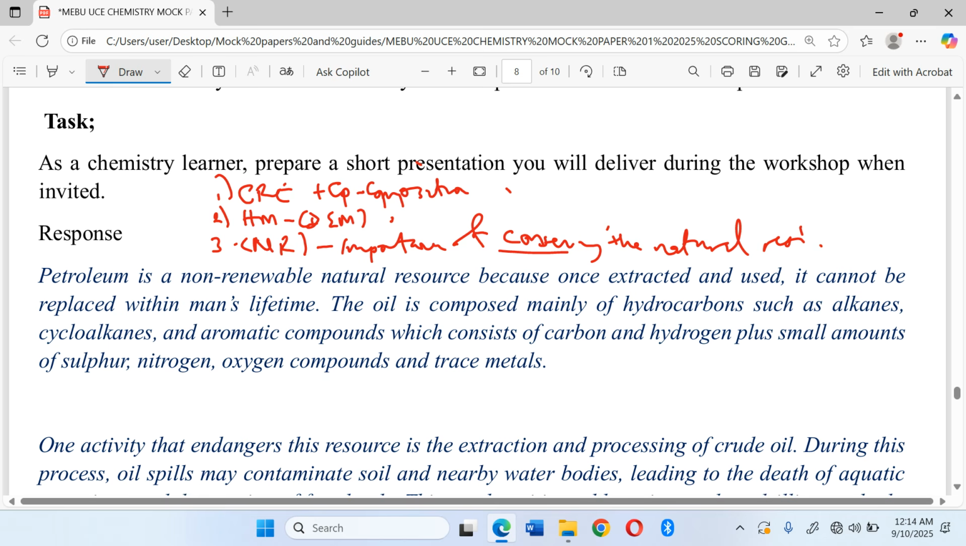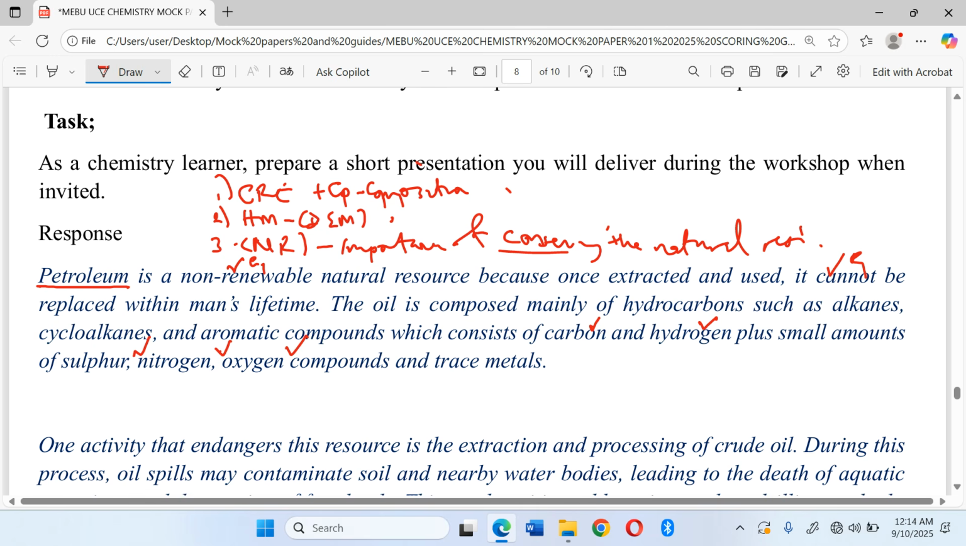So the natural resource we have seen is petroleum or crude oil, and I think it is a non-renewable. Now that is the category, because once extracted and used, it cannot be renewed. So that is the reason. Then they are saying that oil is composed of mainly hydrocarbons such as alkanes, cycloalkanes, and aromatic compounds which consist of carbon and hydrogen plus some amounts of sulfur, nitrogen, oxygen.